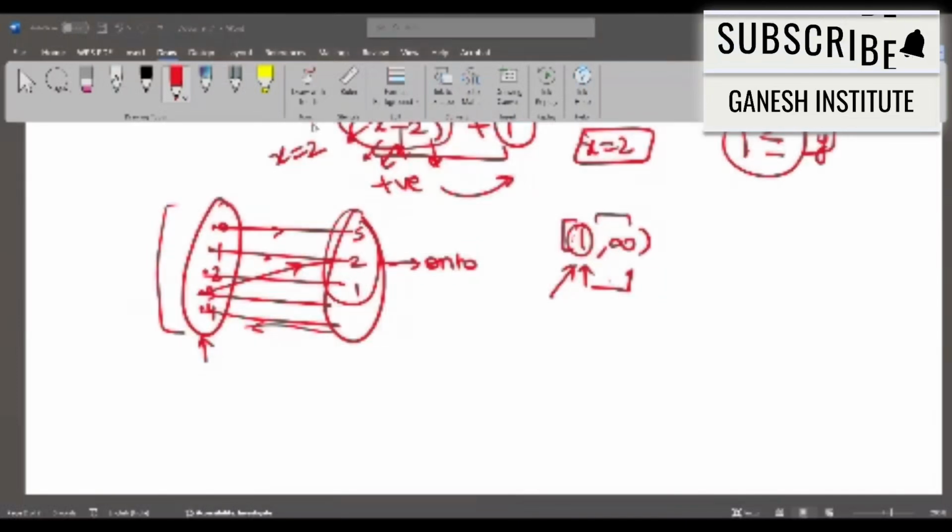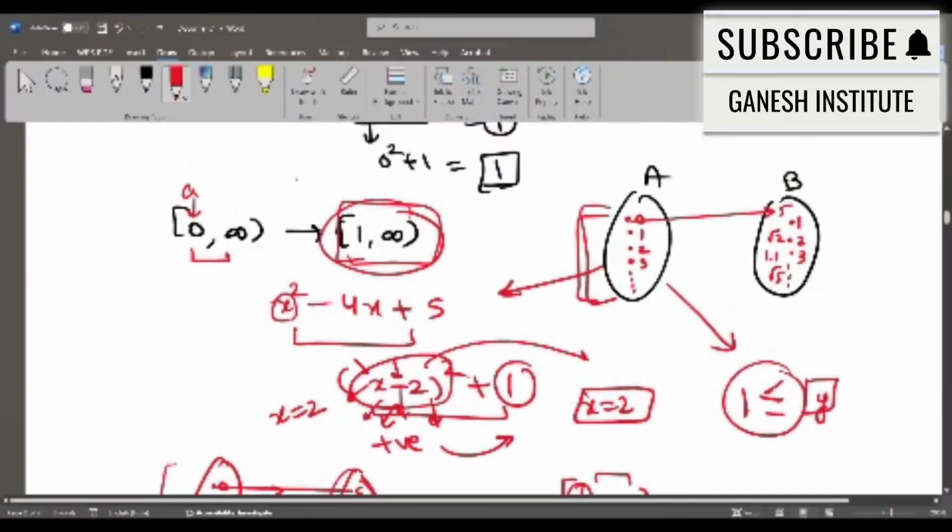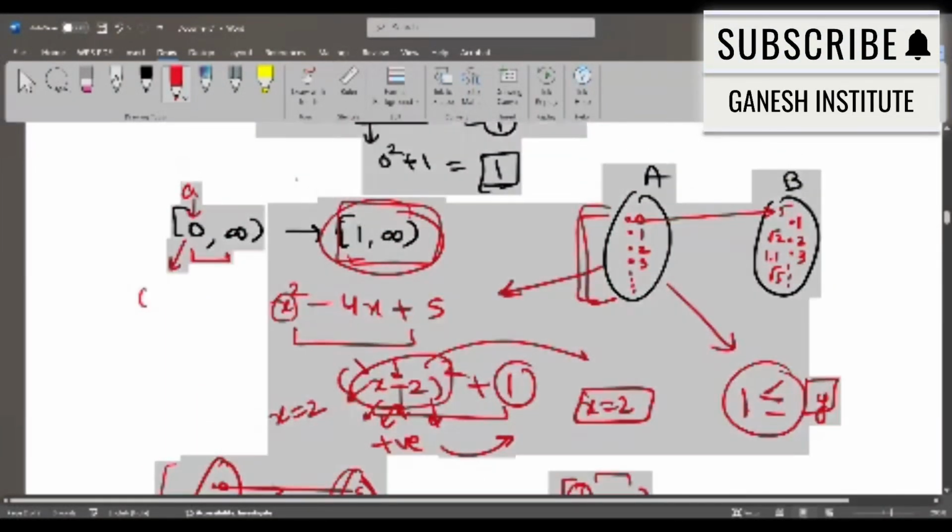Does this make sense or not? Yeah. So basically every value of x is greater than or equal to 0 and every value of y is greater than or equal to 1. Yeah. So the question has given me that for a equals 0, prove that it is onto.